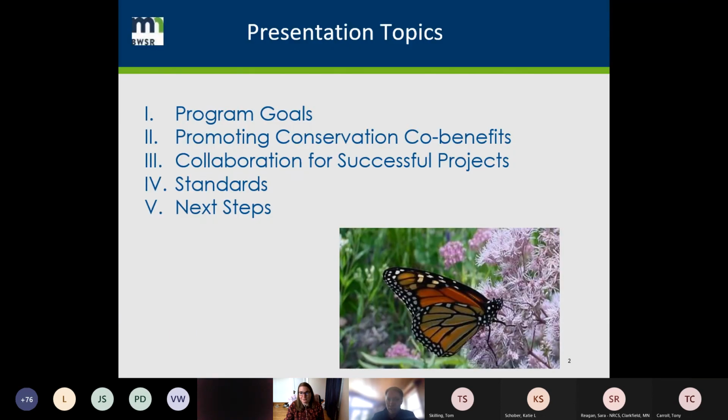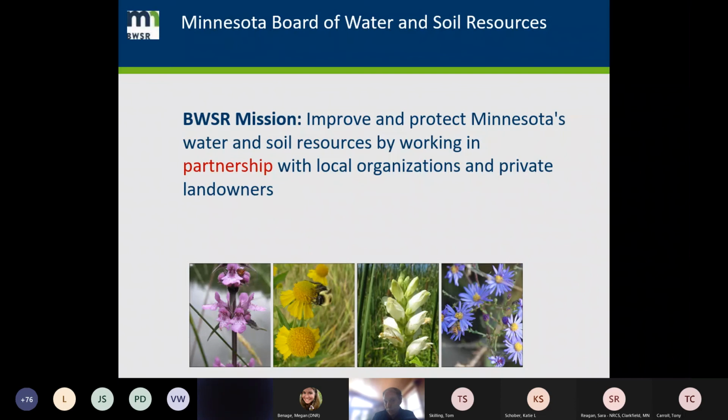Okay, so I'm going to be focusing on our Minnesota Habitat Friendly Solar Program. Megan, you did a great job covering co-benefits, so I'm just going to cover that quickly, talk about collaboration on projects, talk about the Habitat Friendly Solar Standard in Minnesota, and then next steps for the state program. This is the mission of the Minnesota Board of Water and Soil Resources. There's definitely an emphasis on partnerships, and we've been working on building these partnerships around solar projects.